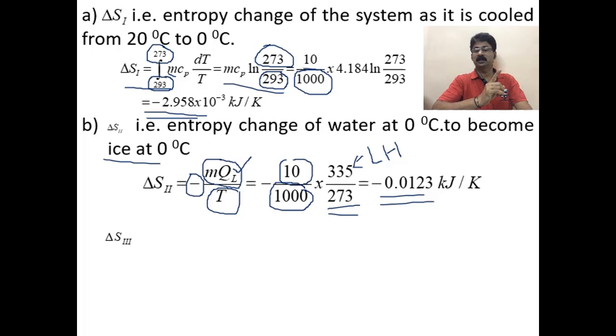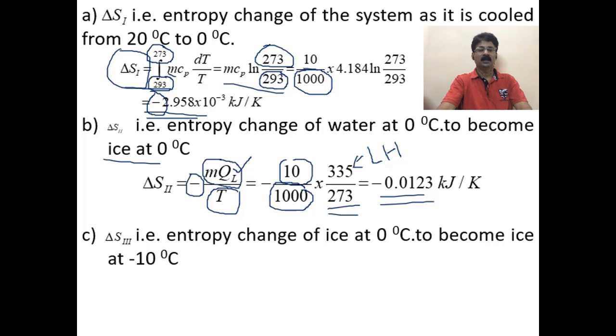The minus sign is not there in the formula, but in the first case, delta S1, you need not put a minus sign. Automatically you will get the minus answer there, because of the integration, but here you won't get it. So you should remember to put the minus sign, so that you will get minus 0.0123 kilojoules per Kelvin.